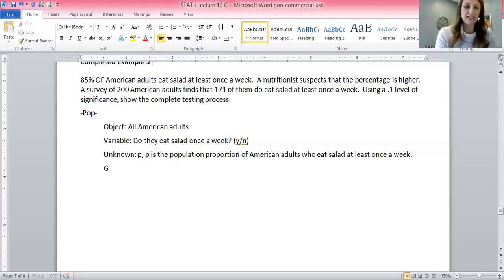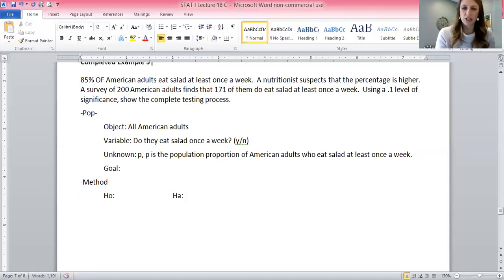Now my goal, this is where I want to take a little bit of time and write a nice goal. So I'm going to wait on the goal, and I'm going to go down to my method step and write the HA and my null first. You're going to see sometimes I do them side by side to save space. So here's my HA. I'm going to start with my HA.